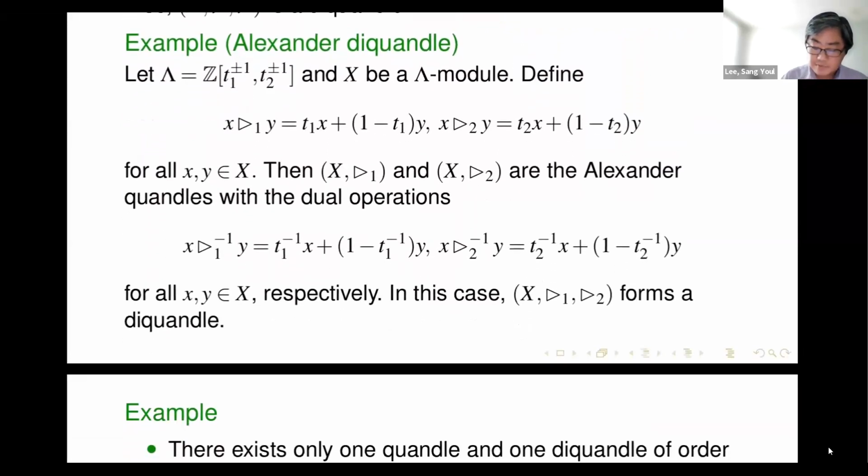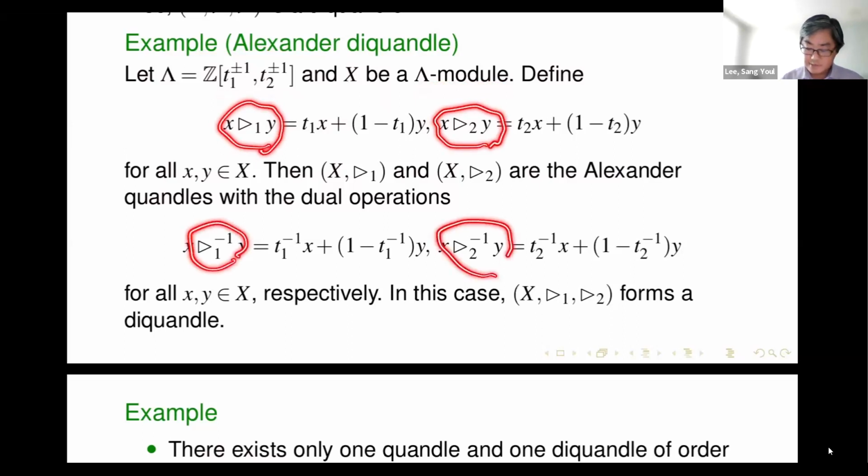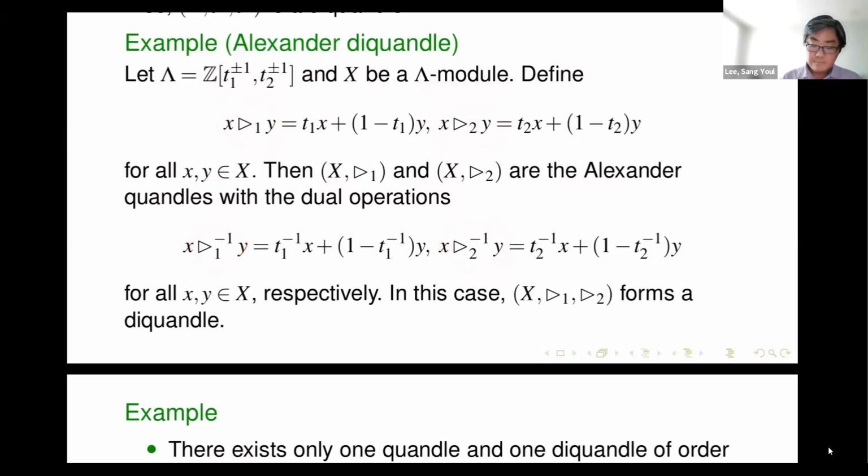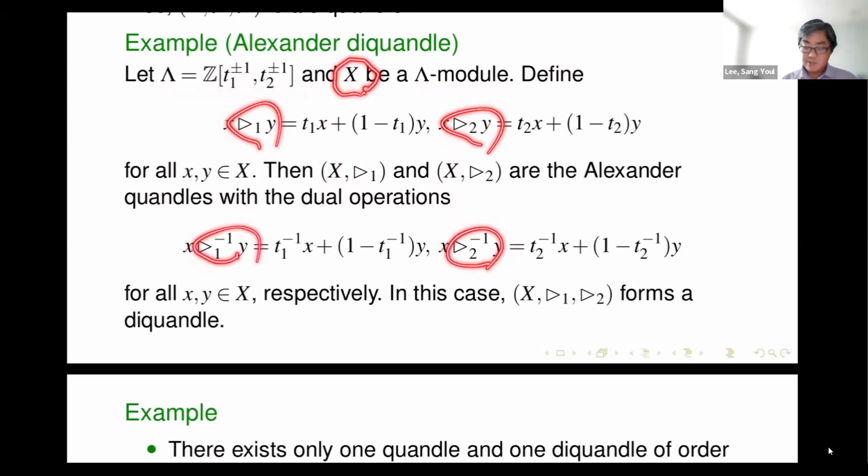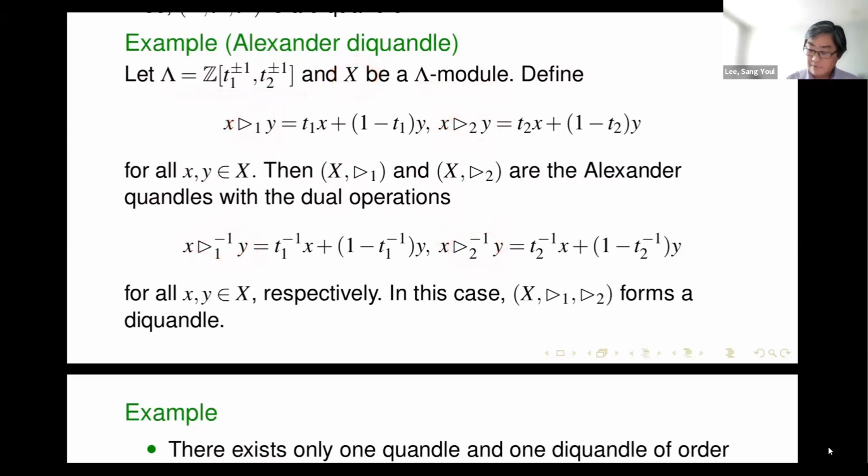One non-trivial example is the Alexander diquandle. Let Λ be a Laurent polynomial ring with 2 variables, and let X be a Λ-module. Define 4 operations like this. Then some Λ-module X with these four binary operations gives diquandles, called Alexander diquandles.